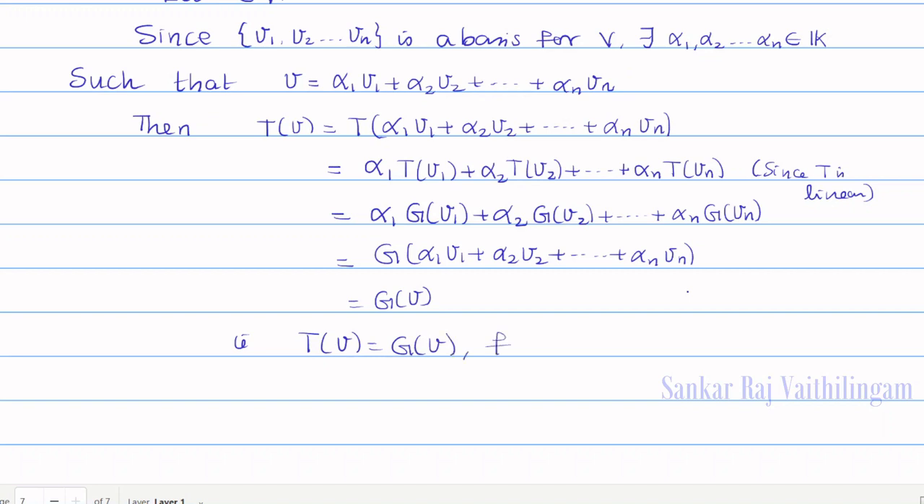Hence you have shown that T of V is equal to G of V for all V belongs to capital V. So this implies that T is equal to G. T and G are the same.